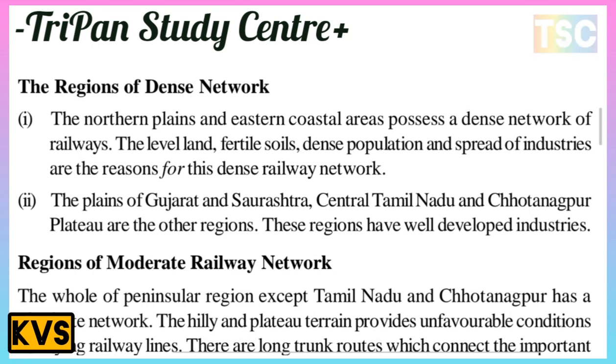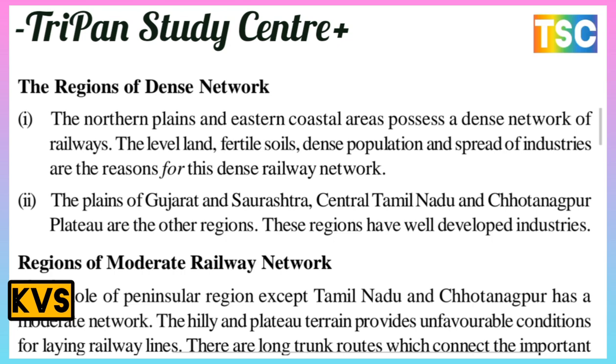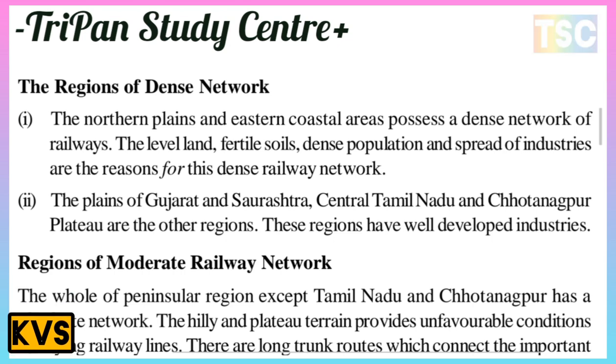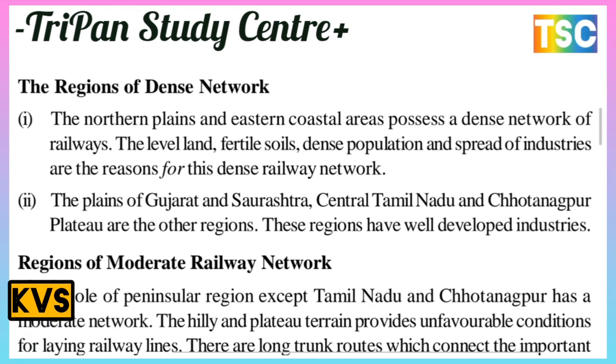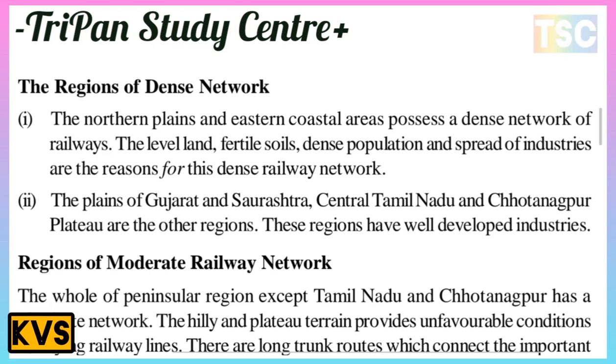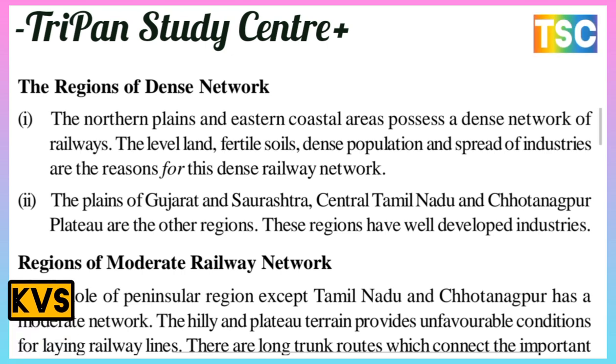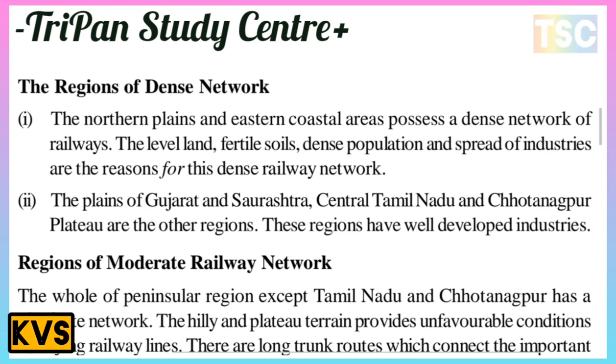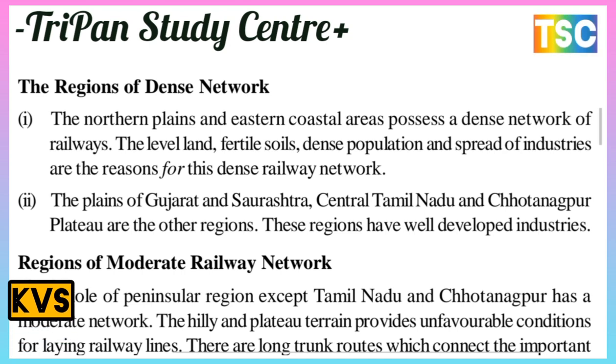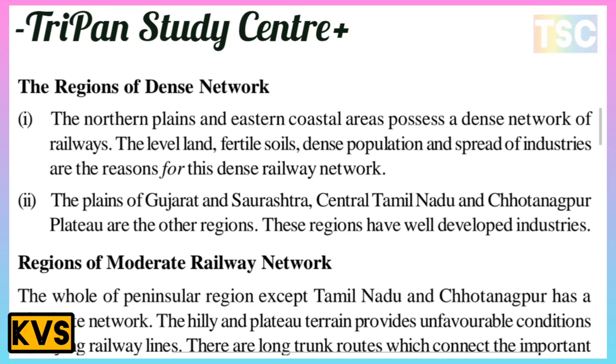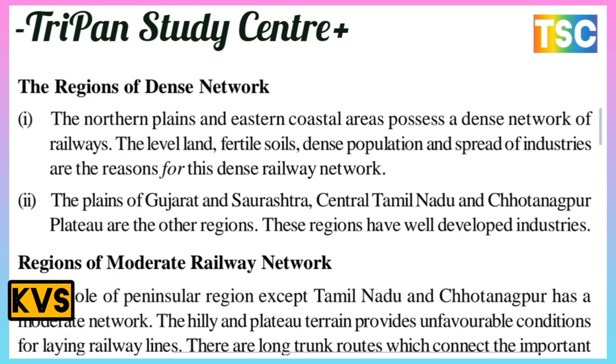The region of dense network: first, the northern plain and eastern coastal area possess a dense network of railways. The level of land, fertile soil, dense population and spread of industrial areas are the reasons for this dense railway network.